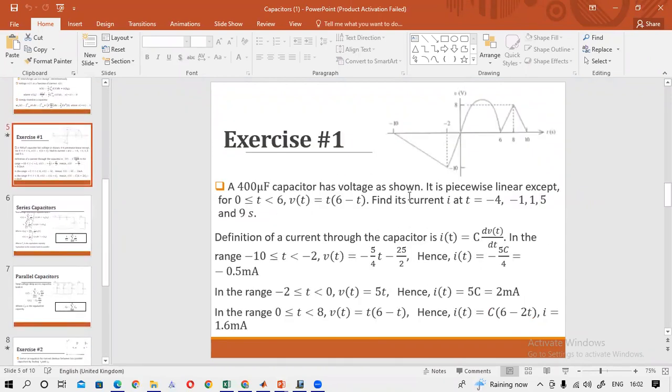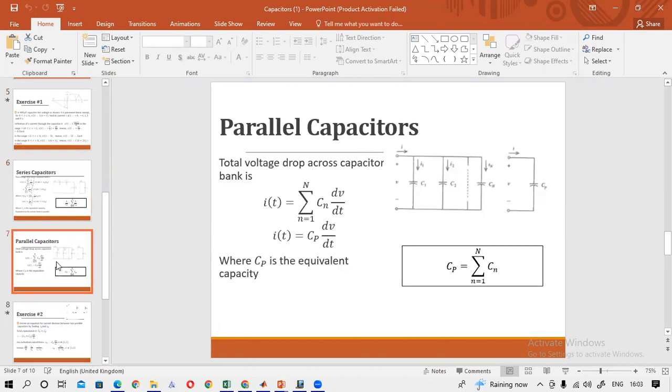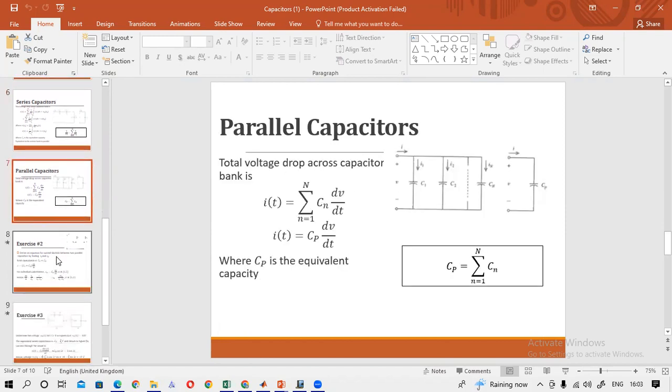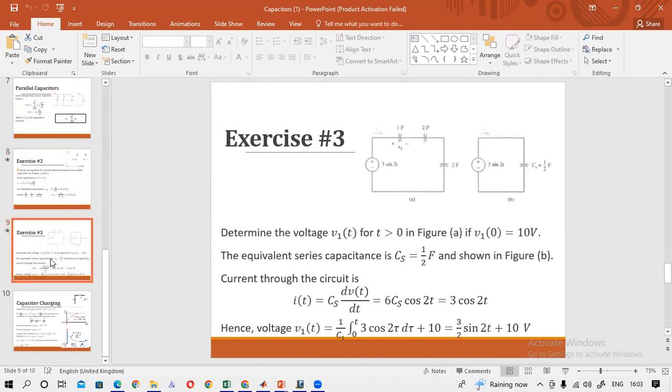And you are given some exercises. Try to do these exercises by yourself. If not possible, I will explain in the next one. We will do some exercises. This is series capacitance and this is for parallel, and we have some exercises also. So first try to do this by yourself, then I will do this. These are very simple.